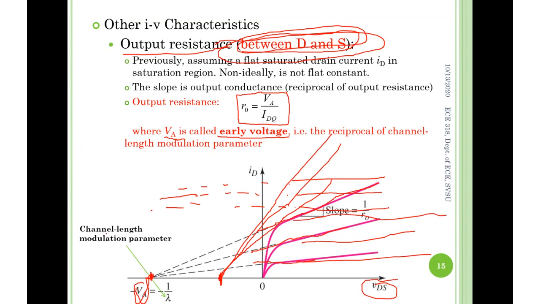And this VA is also equal to 1 over lambda. Now, lambda is another new concept called the channel length modulation parameter. Something you need to calculate, or generally speaking, it is given.